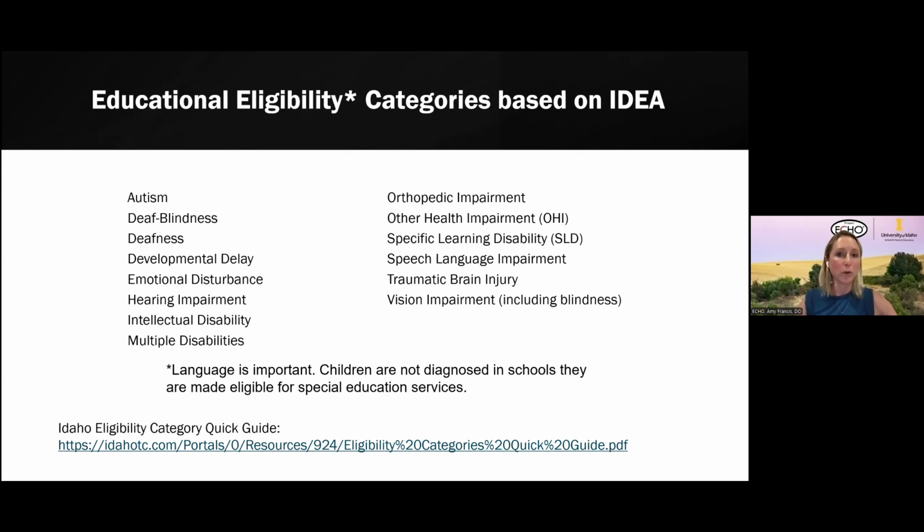Children are not diagnosed in schools. They're made eligible for special education. So it is not a diagnosis. Many times families will take the IEP and try to get services. They'll say, no, my child was diagnosed with autism at school. And insurance companies will not honor that. They will not cover ABA, and they will not reimburse if it is only completed by the school. They will need a medical diagnosis, which is where everybody here comes into play. Next slide.